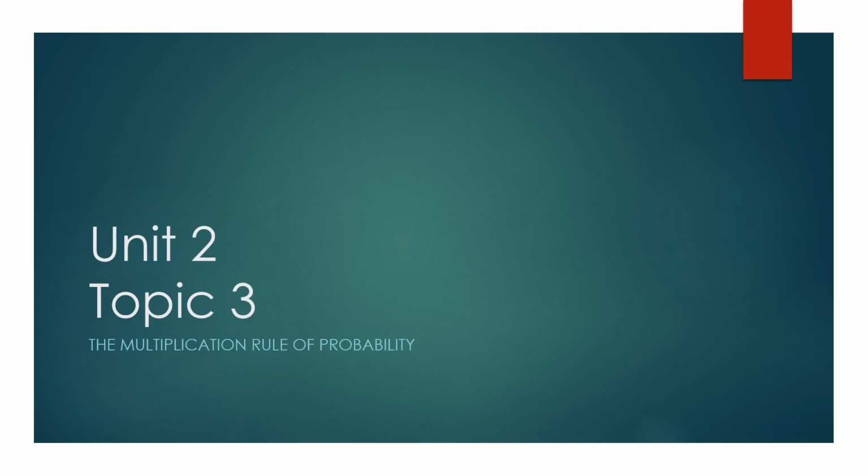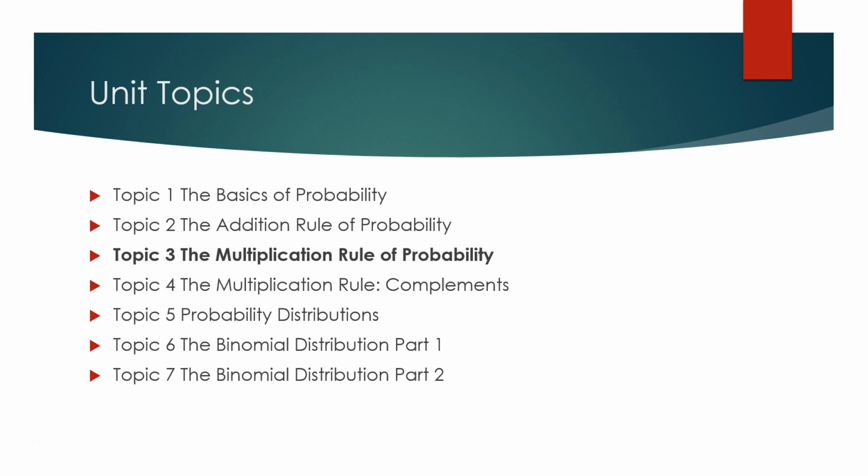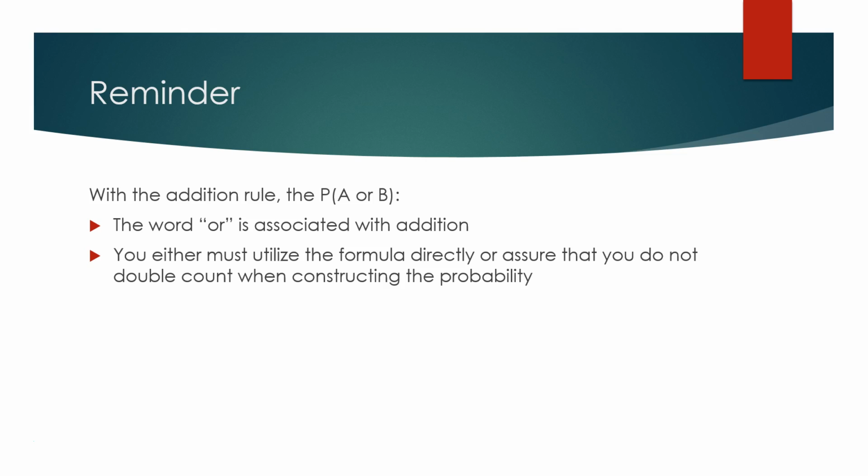This is topic 3 in Unit 2, the multiplication rule of probability. So just to recap, when you're doing a probability problem and you have the word or, you want to associate the word or with addition. We talked about how there is an overlap problem, and you can either accommodate for that by using the formula or by making sure that when you construct your probability, you don't double count.